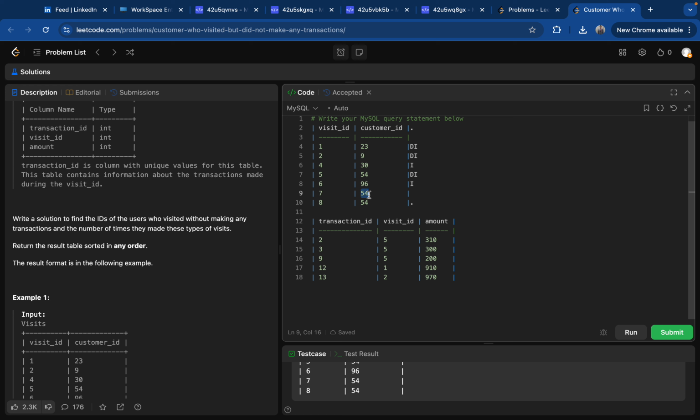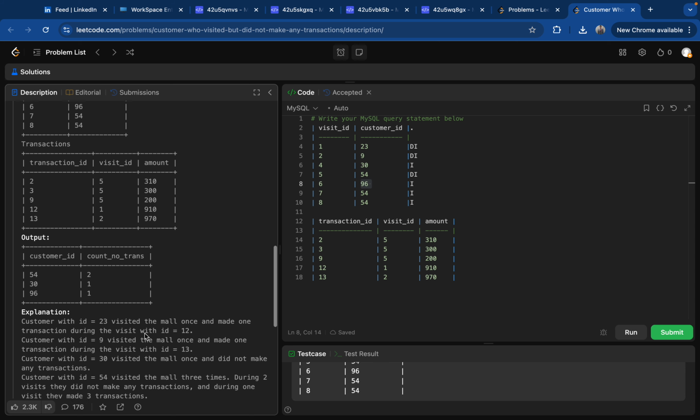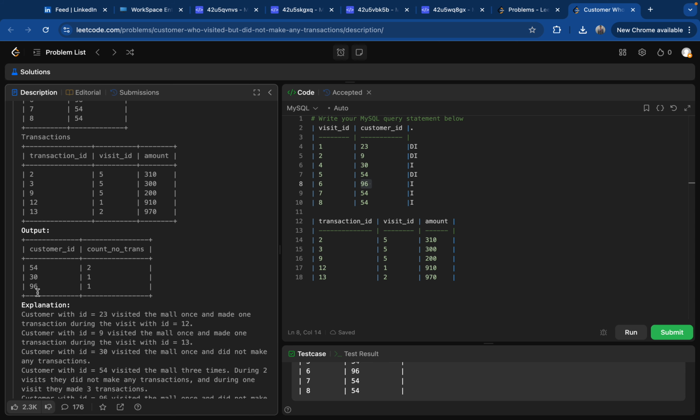Then customer ID 54, remember he can visit again with a different visit ID, and this visit ID is not here, which means he did not make any transaction, so we have to include this one. And then he again visited with ID 8 and again did not make any transaction, so we have to include this one also. So in our final result we have to include ID 54, ID 96, and ID 30.